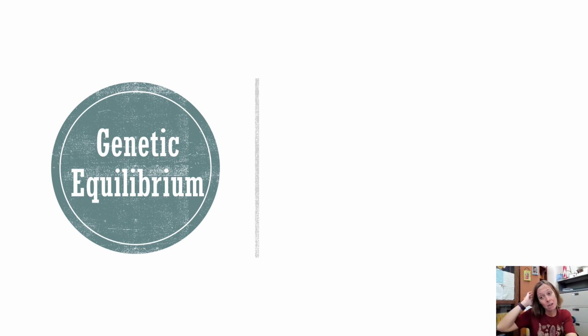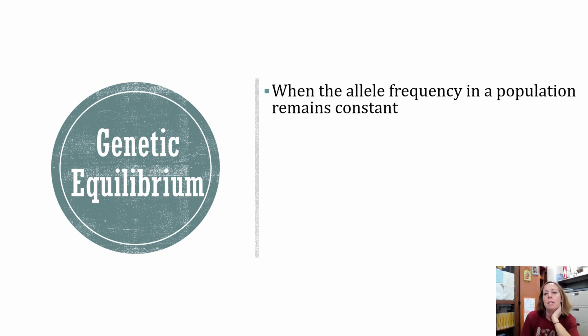So now that we're going to talk about how evolution actually happens, we have to talk about genetic equilibrium. Genetic equilibrium is when the allele frequency in a population remains the same. It's stable. It's not going to change any. When we talk about allele frequency, remember the cystic fibrosis or sickle cell anemia labs, where we're looking at how much of the allele is in the gene pool.